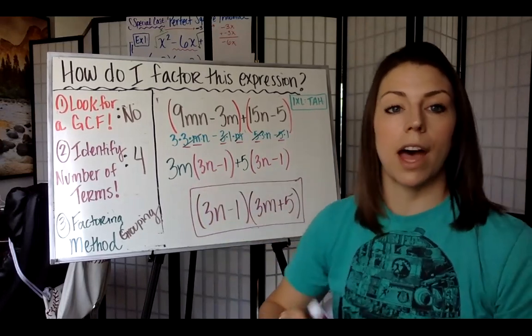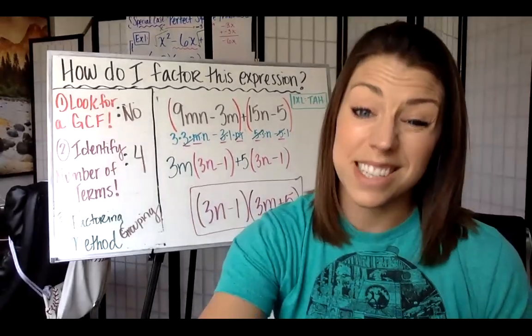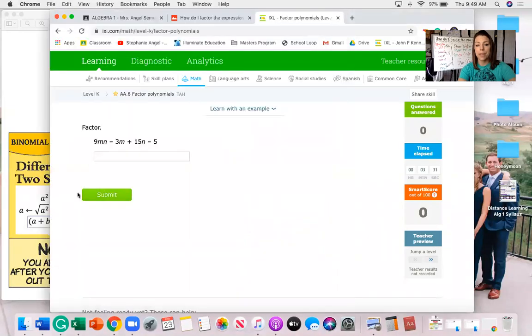Let's see if IXL agrees, because if it doesn't, then that's kind of embarrassing. Okay, over here, looks like our answer is 3m minus 1, oops, minus 1, and 3n. Is that right? No. 3n minus 1. Oof, that would have been bad. And 3m plus 5. All right, let's see.